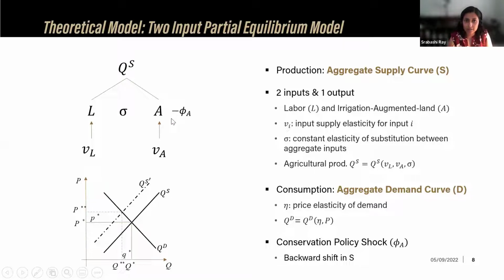Let's assume it is a shock which limits water use or restricts cultivation in certain parts of the country. That essentially is a backward shift in the supply curve of A, which leads to a backward shift in the aggregate supply curve, which we see here in this lower graph. The aggregate supply curve moves from QS to QS prime, and we have a new equilibrium price and quantity, P double star and Q double star, and the change in the equilibrium price and quantity is lowercase p star and q star.